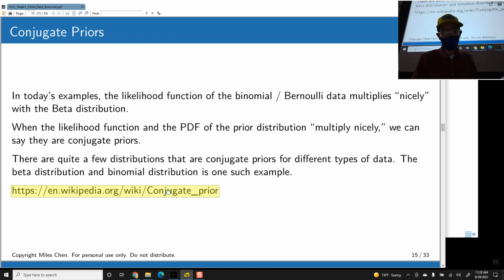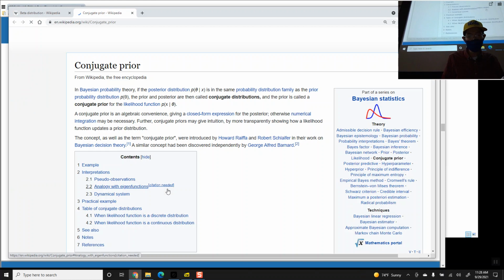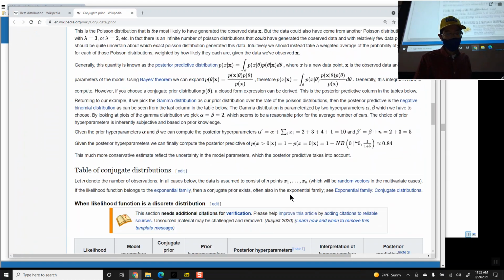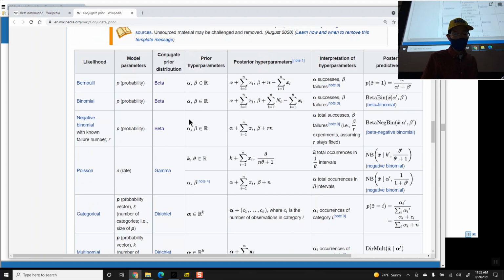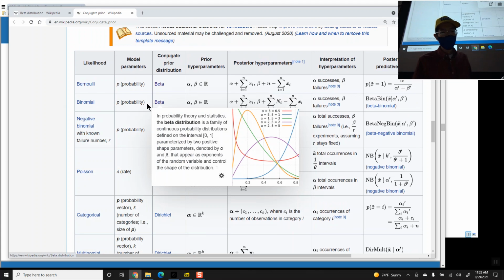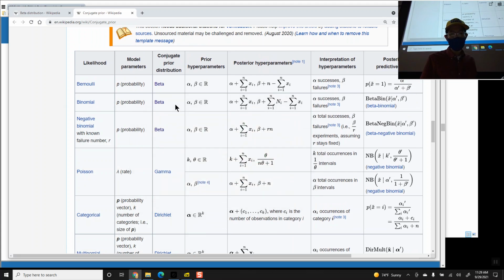There's a bunch of examples of these things. You can go to Wikipedia and look at conjugate priors. Here we have this example: the binomial likelihood combines with the beta conjugate prior.